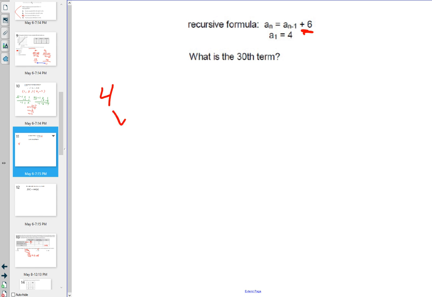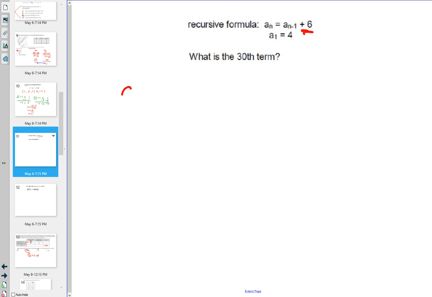Arithmetic. So do I want to add 6 30 different times? If you feel you have the patience for it, be my guest. I don't. I'd rather just be able to plug in a 30. In order to plug in a 30, you need the explicit definition.